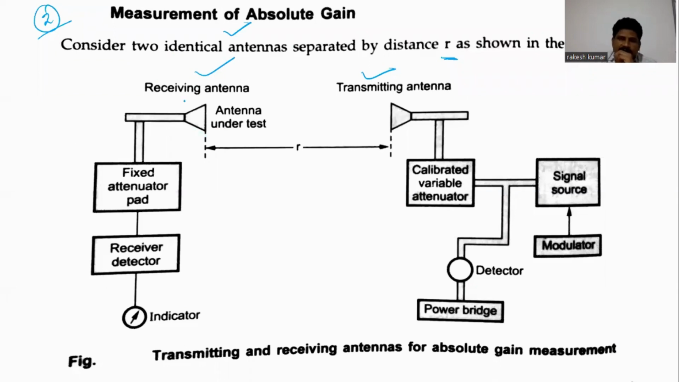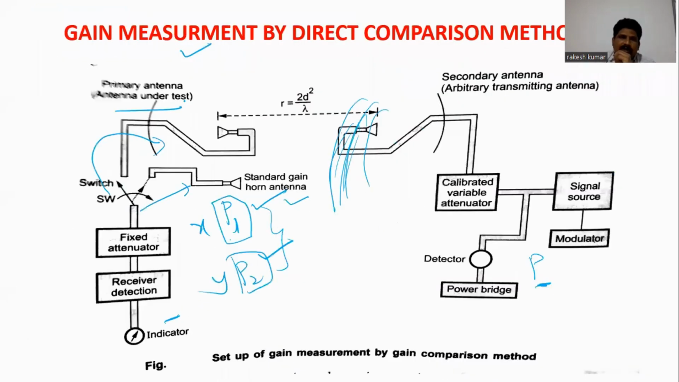In the previous case, at the receiving end, how many antennas are there? Two antennas are there. One is the standard horn antenna, the other one is the antenna under test. Initially, you connect the standard horn antenna and take the measurement, and after that, you detach that and connect the antenna under test. This happens in the direct comparison method.